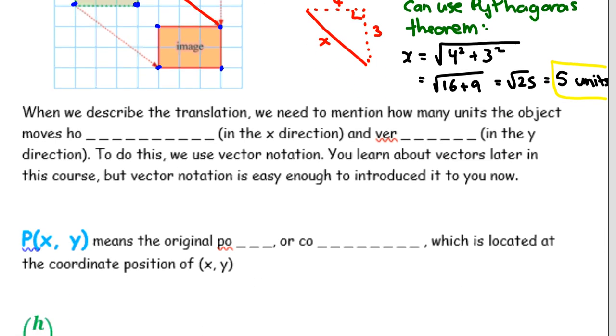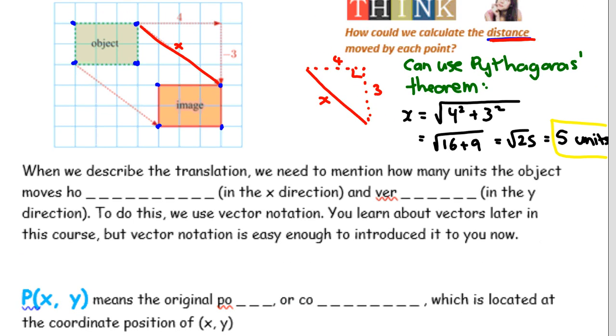So when we describe the translation, sometimes you're asked to look at a picture and describe the translation. Again, just reminding you, here's our original object, and here's the image. You just get used to those terms. When we describe the translation, we need to mention how many units the object moves in the x direction, and how many in the y direction.